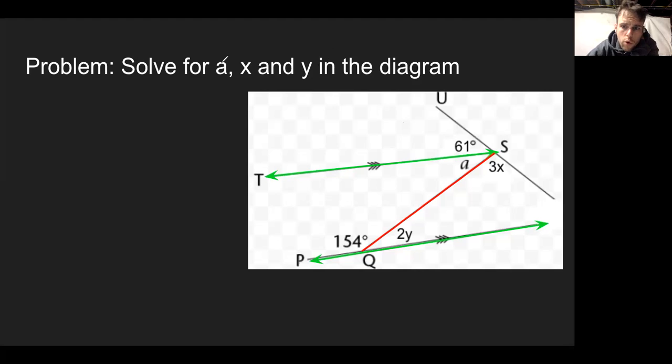Let's see, what order do we want to do these in? We have some options here. I'm going to solve for A first. We could go about this in a few different ways, but angle A up here is on the same side of the transversal as this one, but they are both in the interior space. So these two angles have to be supplementary.